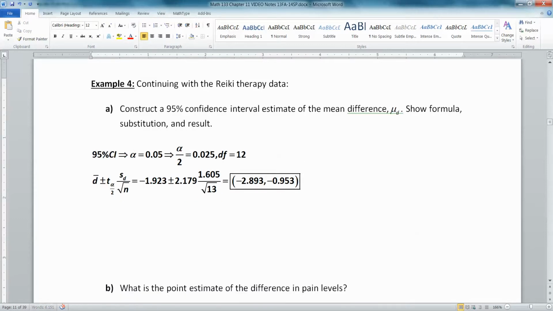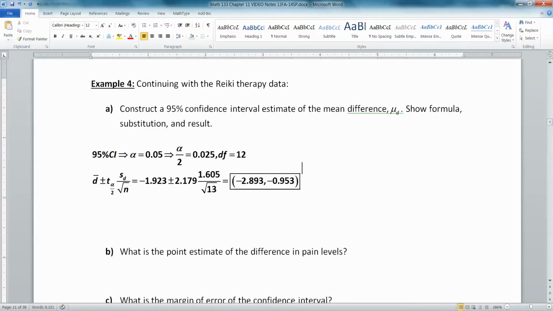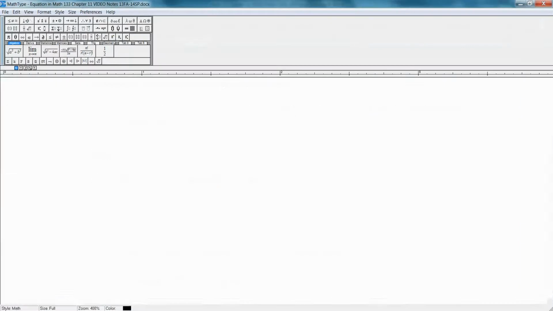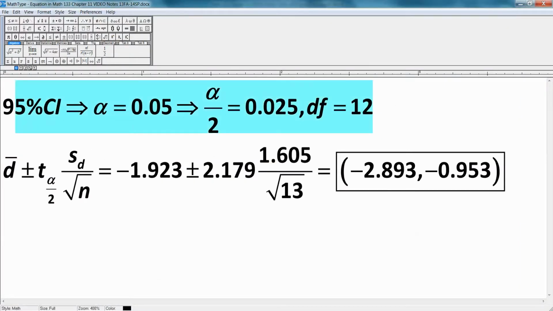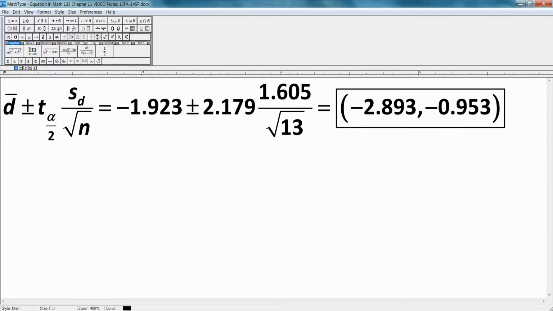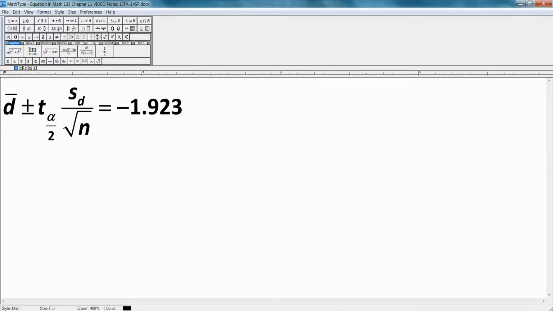All right, what was the point estimate for the difference in pain levels? Well, that would be, hold on, let me put this in. That would be D bar. D bar is the center of your interval, right? In our case, it was negative 1.293.